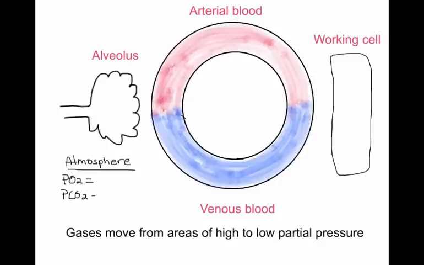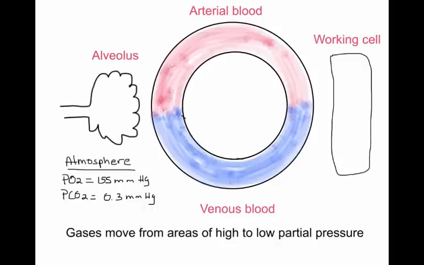So let's start out with identifying what the partial pressures of gases are in our different places. So in the atmosphere, the partial pressure of oxygen is typically about 155 millimeters of mercury. Depends on your altitude. This is typical of sea level and obviously will vary a little bit depending on what the humidity is. And the typical partial pressure of CO2 is really low. It's about 0.3 millimeters of mercury.